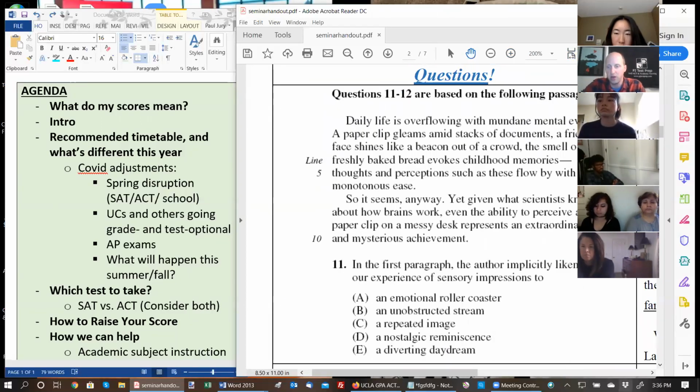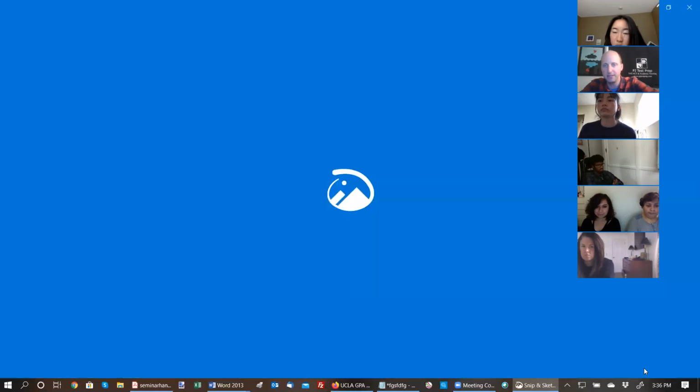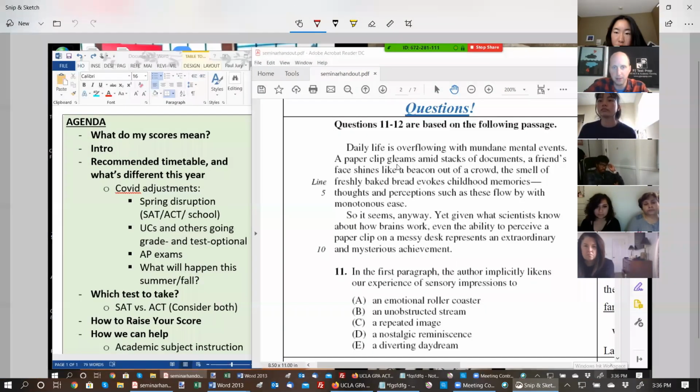So, passage goes, daily life is overflowing with mundane mental events. A paperclip gleams amid stacks of documents, a friend's face shines like a beacon out of a crowd, smell of freshly baked bread evokes childhood memories. So I'm just going to highlight some of these things that we're seeing here. Thoughts and perceptions such as these flow by with monotonous ease.